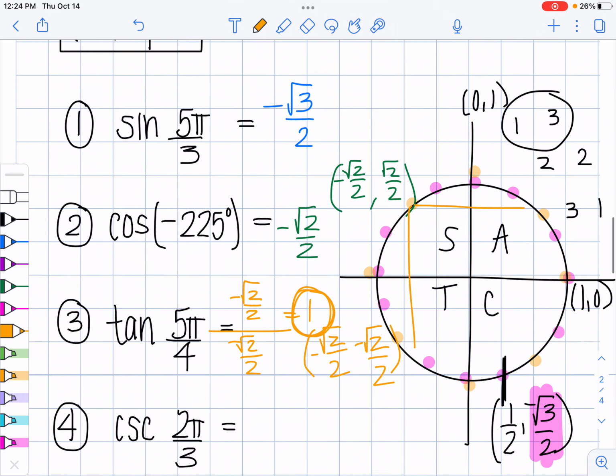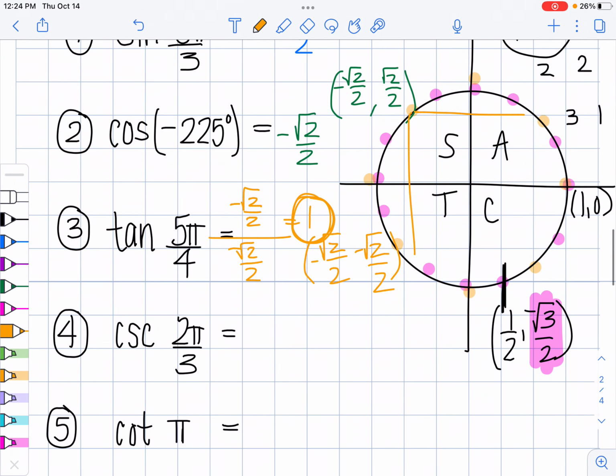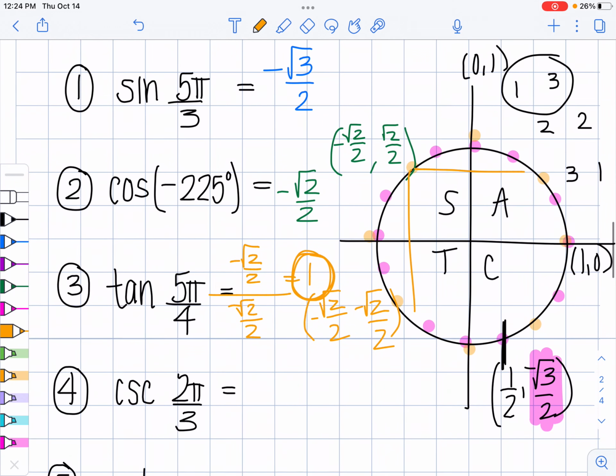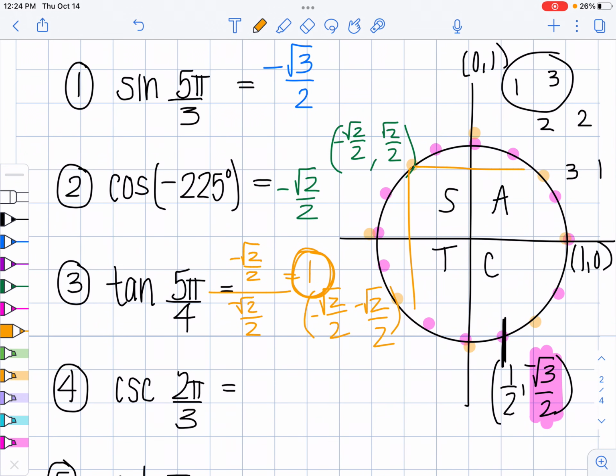Okay, next, cosecant of 2 pi over 3. Okay, so I have to find 2 pi over 3. So this is where I'm going to count by pi over 6. So 0, pi over 6, 2 pi over 6, nope, 3 pi over 6, that's pi over 2. 4 pi over 6 is 2 pi over 3. So I'm here. Okay.